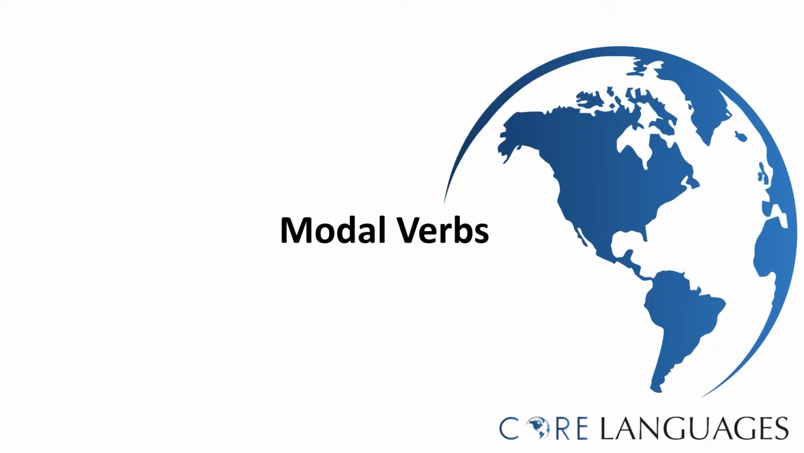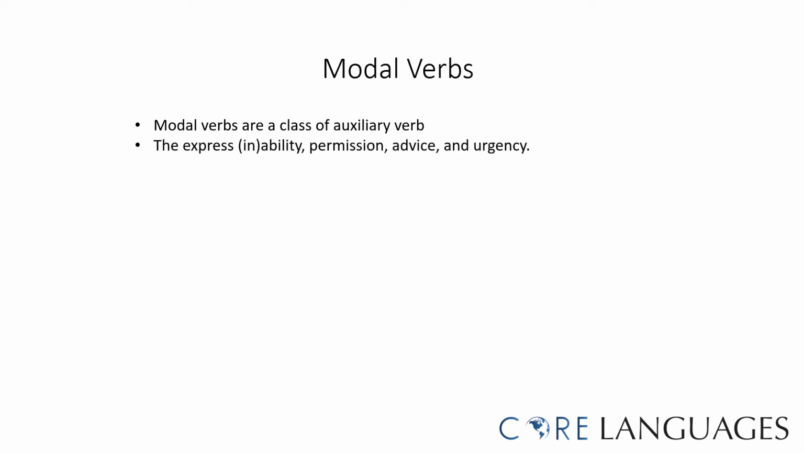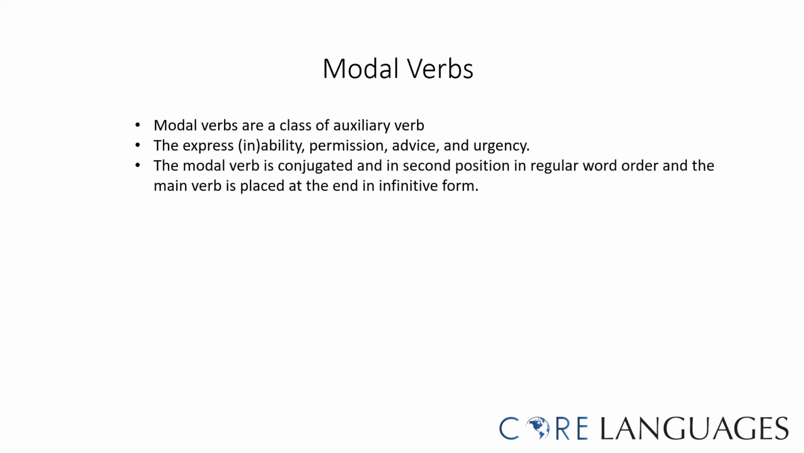Modalverben, modal verbs. Modal verbs are a class of auxiliary verb that we use to express the ability or inability, to give someone permission or advice, and to add urgency. In German, the modal verb is conjugated and placed in second position in regular word order. And the second verb, or the main verb that the modal verb is modifying, is placed at the end of the sentence in its infinitive form.